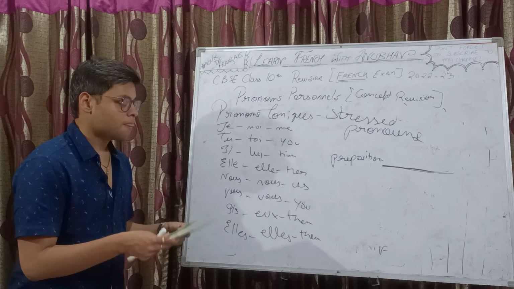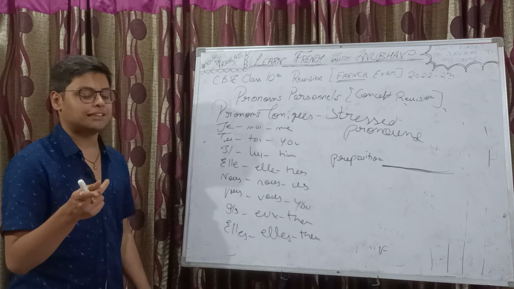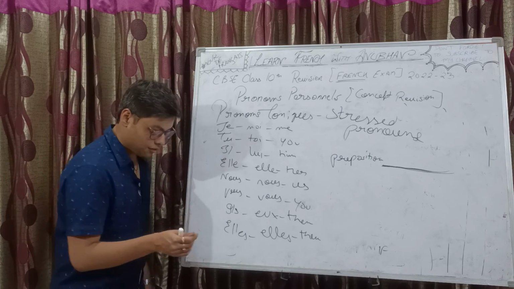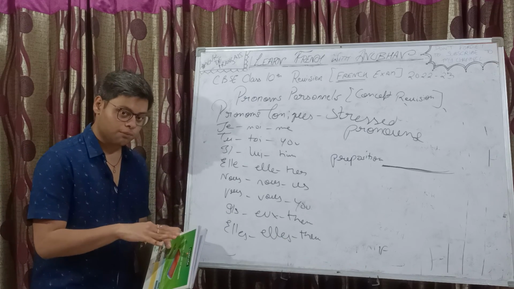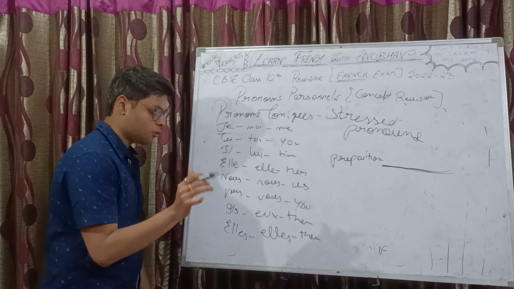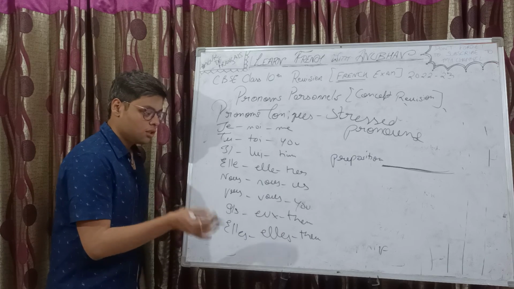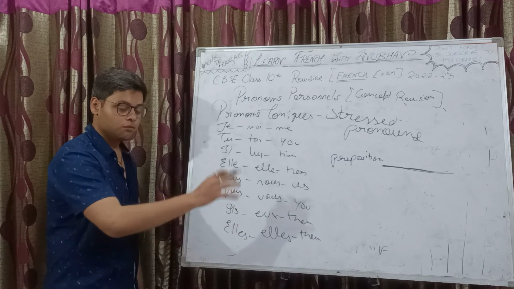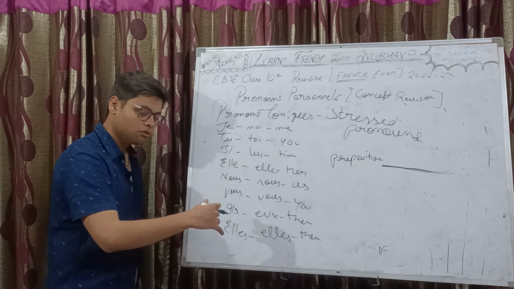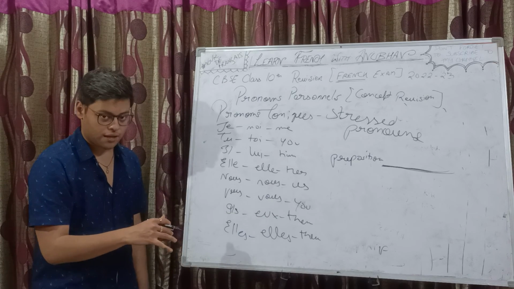Perfect. So yeah, one small example. Futur proche I had written in the notebook. I discussed with present tense, but futur proche I skipped. Je vais prendre, I am going to take. So je vais prendre, futur proche, prendre is the main verb. So whichever pronoun you are using, it will come before prendre and it will not come before vais.